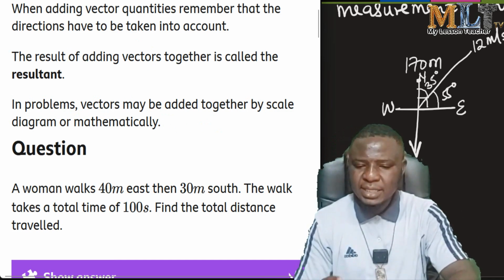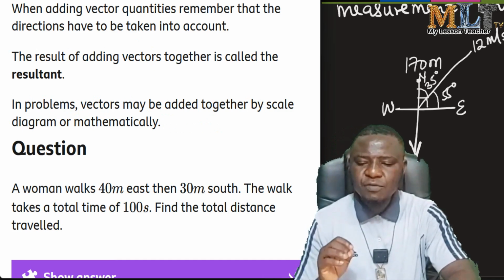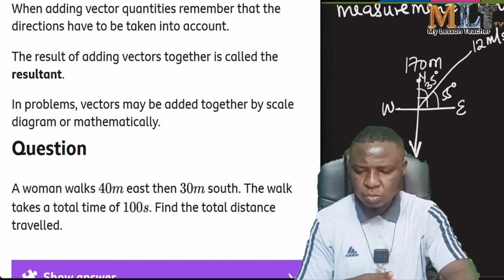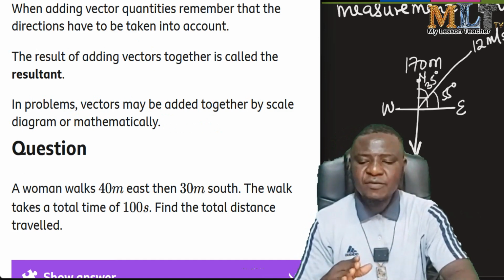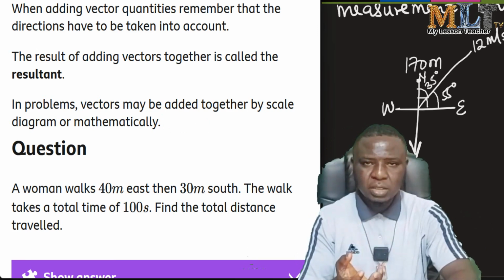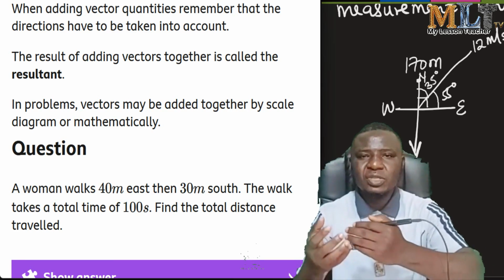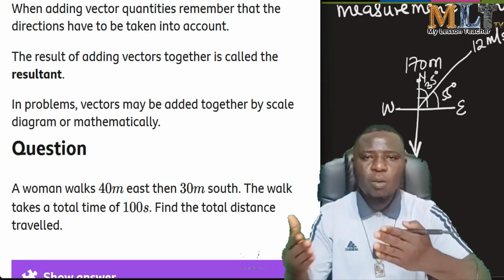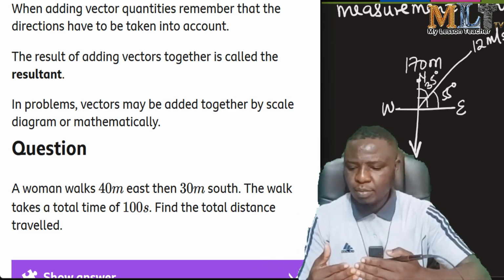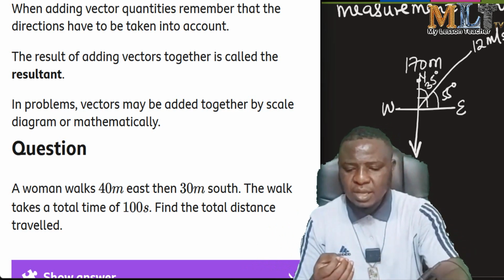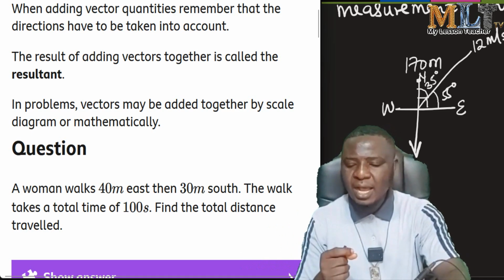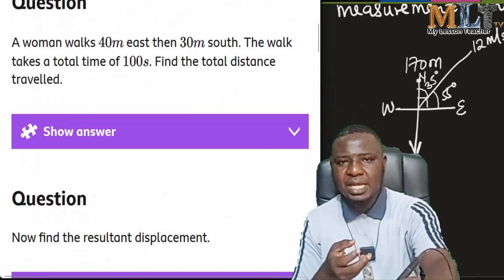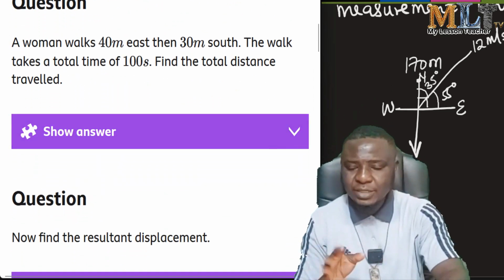When adding vector quantities, remember that the directions have to be taken into account. The result of adding vectors together is called the resultant. So the resultant is the result of adding two or more vectors together. In problems, vectors may be added together by scale diagram or mathematically, and I shall be explaining the two for you.